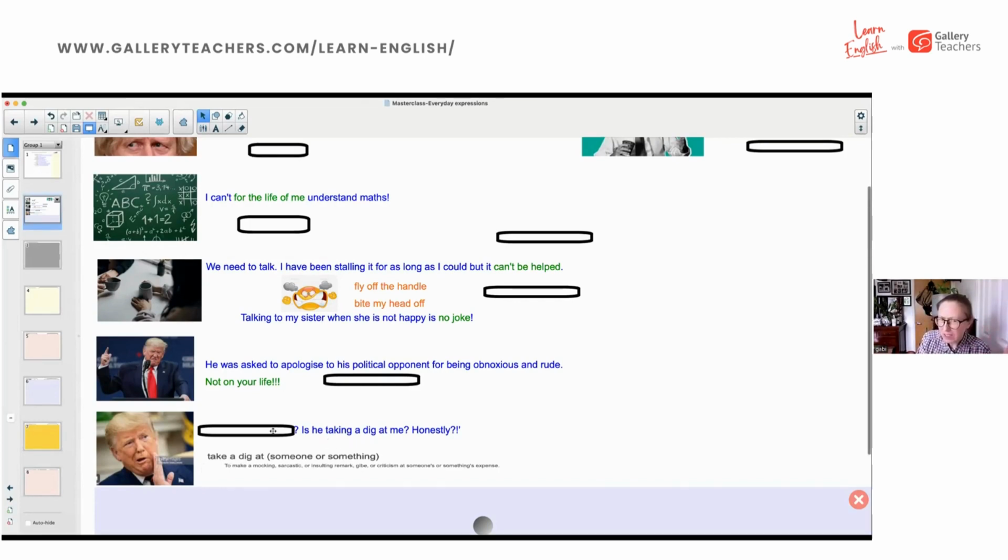So what do you think he's saying here to the other person? What is he getting at? Is he taking a dig at me? Honestly. So what is he getting at? What message is it? What is he trying to communicate, right? Now, that's extremely popular, very popular, but very colloquial, okay? That's the thing that you need to know. This is the kind of language that's very, very colloquial. That's why we talk about everyday conversations.